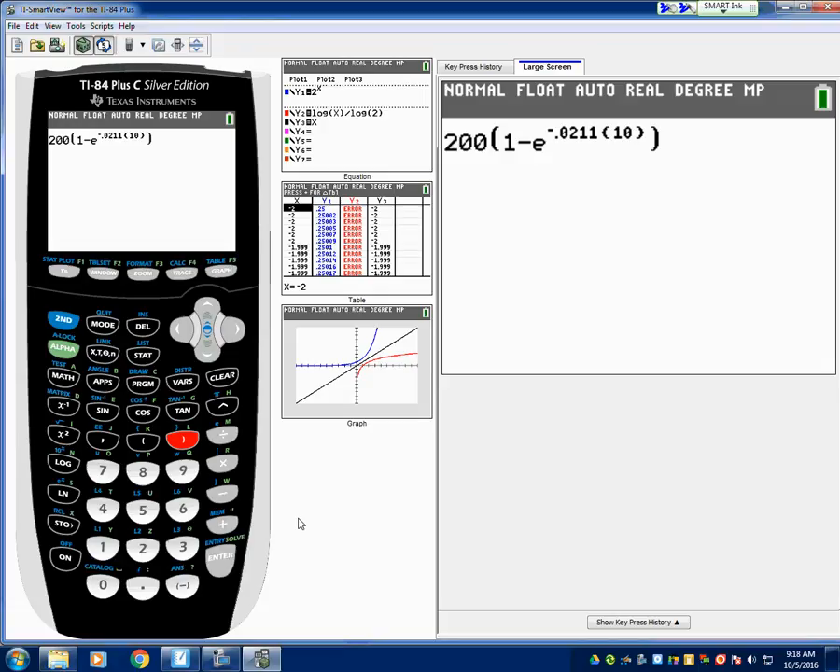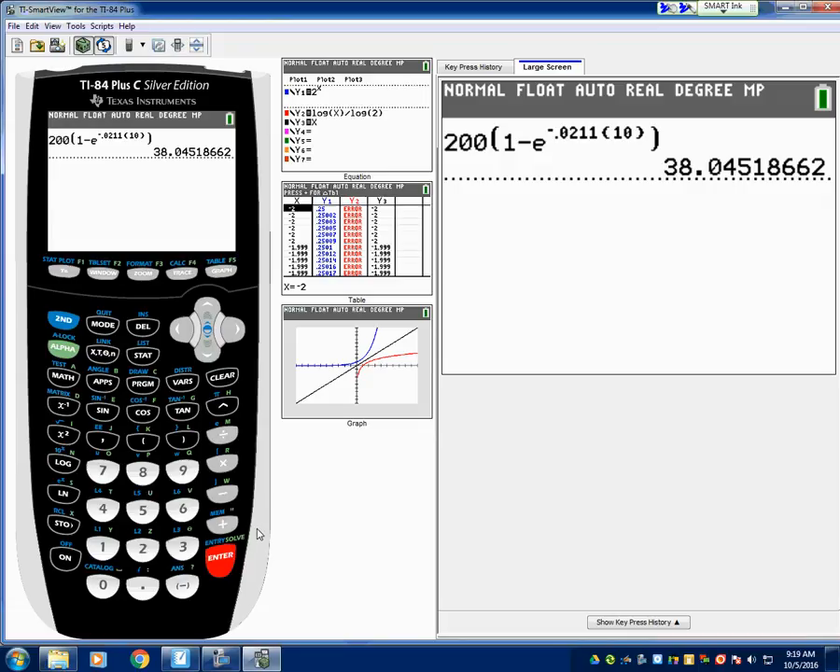If you're using the classic mode, that TI-83 Plus, then you'll have to use parentheses around it. It'll have E, and then a little caret, and you have to have parentheses around the entire power. And then hit enter, and you get about 38. So about 38 words a student would learn after 10 minutes.